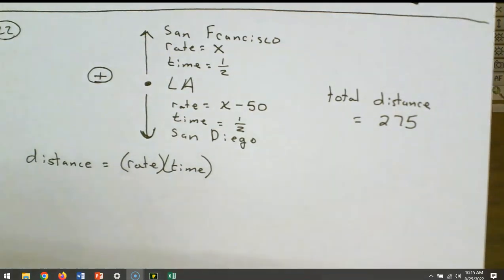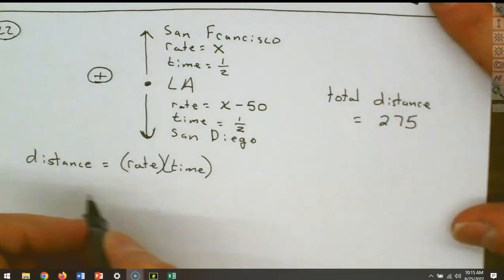But back here we're looking at our distance. And distance is the rate times the time. And so we're going to do each of these. We're going to add them together.